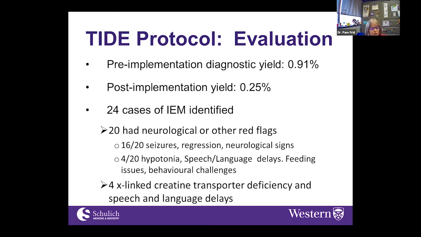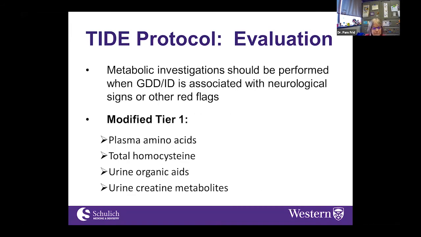So that left 4 children who had something called an X-linked creatine transporter deficiency and also speech and language delay. So really, there were a very small number of children who were detected through using the TIDE protocol, but we probably would have found them anyway if we'd been following the old guidelines for investigation.